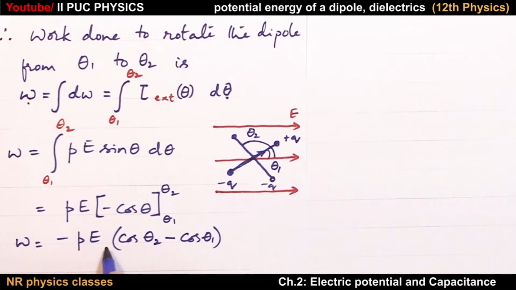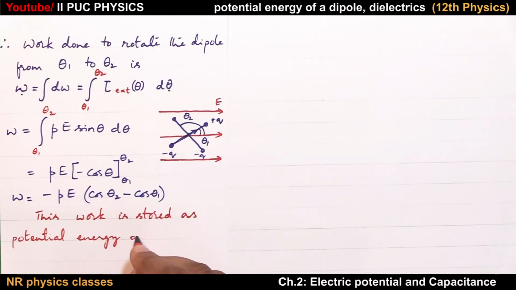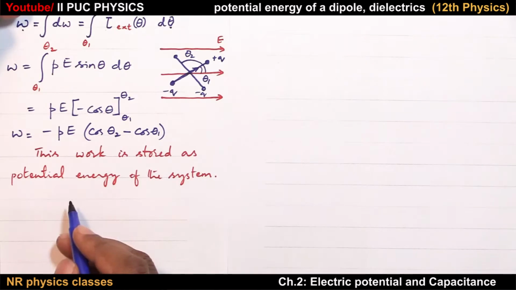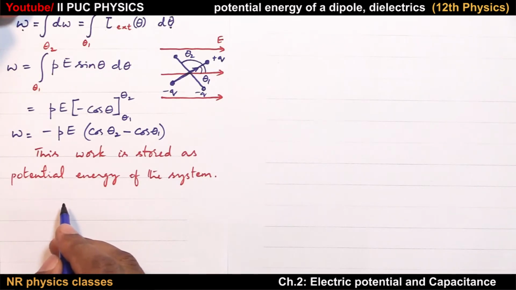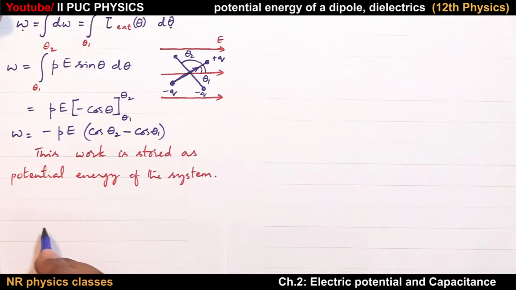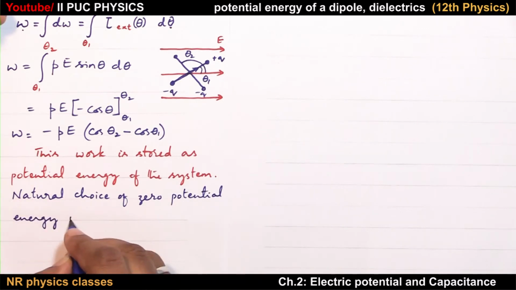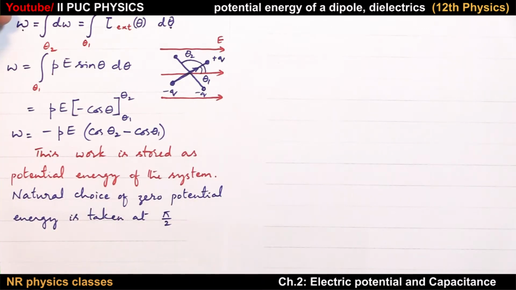So this work done is stored in the dipole as potential energy. This work is stored as potential energy of the system. The natural choice of zero potential energy is taken at theta equal to pi by 2. Okay, we will understand that now. The natural choice of zero potential energy is taken at pi by 2.